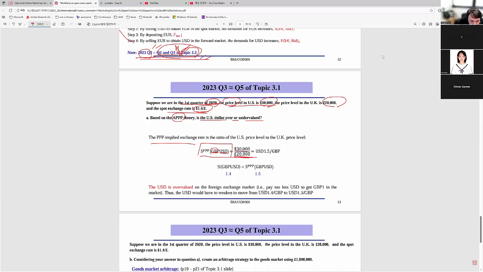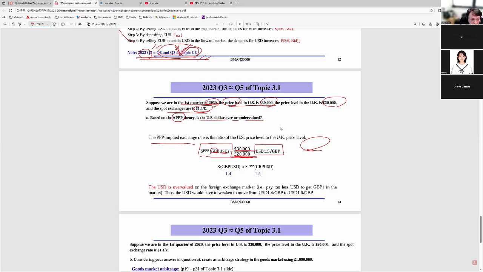So what is the meaning of this? To get one consumption bundle, you're gonna pay $30,000 in US and you're gonna pay 20,000 pound in UK. So what should be the right exchange ratio between dollar and pound? Obviously this one. To get the same consumption bundle, you need this in US, you need this in UK. So you should be able to exchange these two, right? Because of the fair value. So once we divide these two, we'll get USD $1.5 per pound.